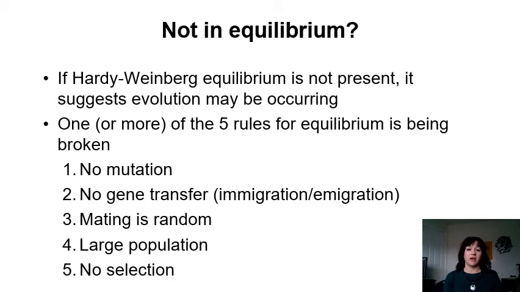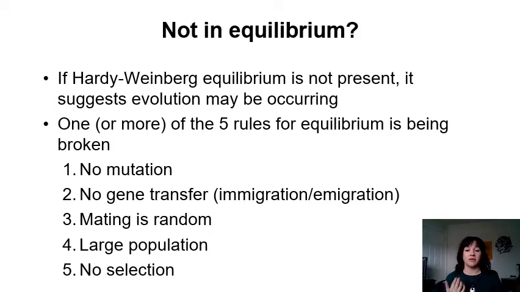So for a population to stay in equilibrium, there should be no mutations happening, no gene transfer, all right? So no new individuals coming into that population, bringing new varieties, or no individuals leaving the population. Third, mating must be random. Fourth, the population must be sufficiently large. And fifth, natural selection should not be happening, right?